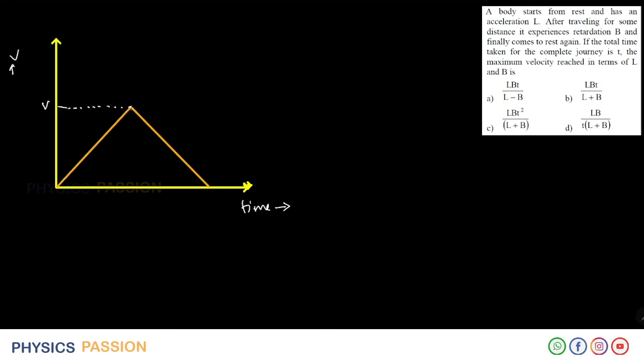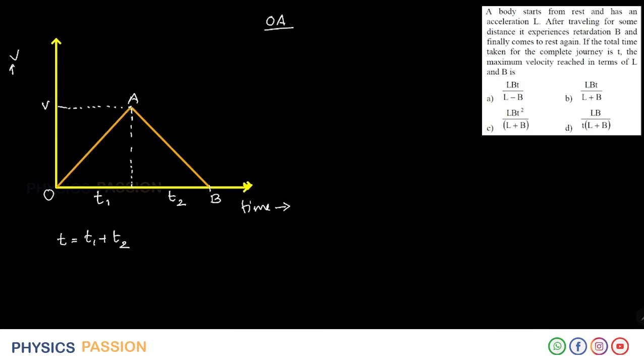We can split it into two parts because one is accelerated motion and the other is decelerated motion. We take the time for the accelerated motion as t1 and the time for the decelerated motion as t2. So the total time t is given as t1 plus t2. Now, I'm taking the starting point as O, then A, then B. We will start with the path OA. OA is accelerated motion.